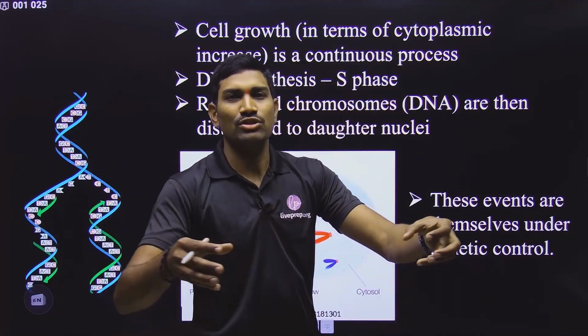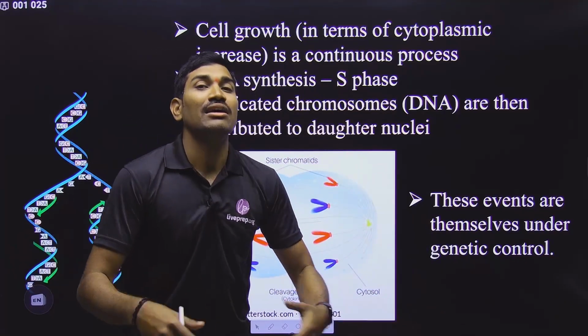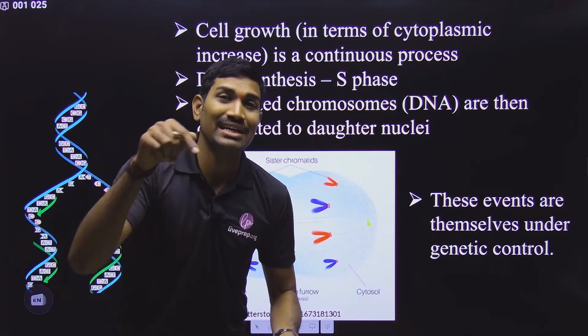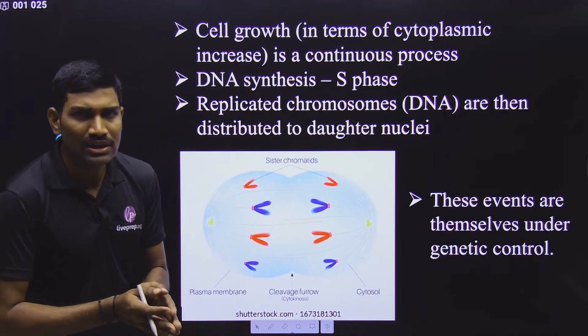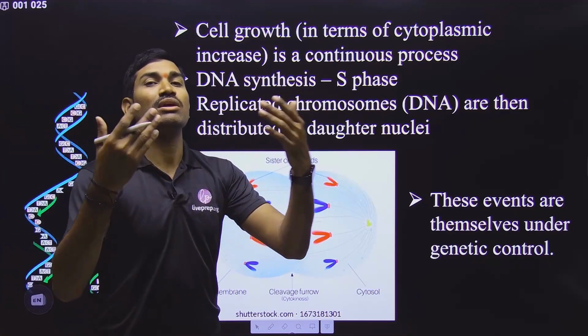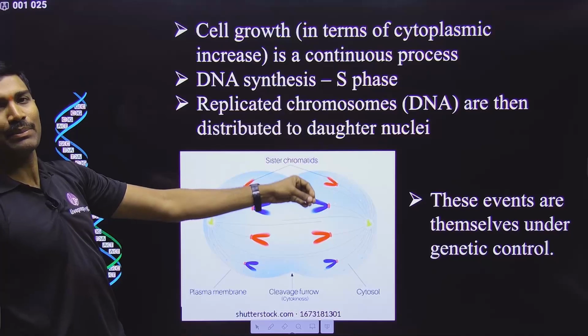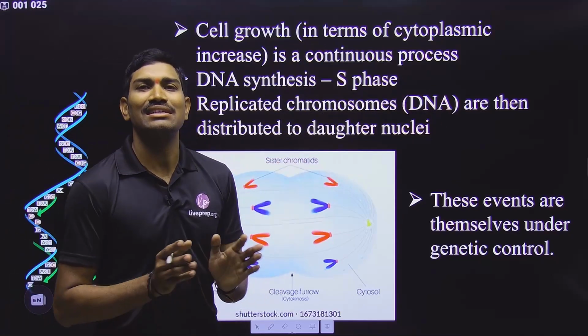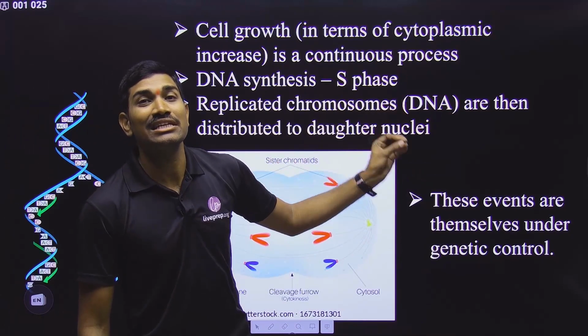So in the telophase, this DNA is distributed into 2 daughter nuclei. The daughter nuclear term we are using in the telophase. Yes or no? After that cytokinesis will occur, so that the DNA replicated in the S phase will be distributed into daughter cells after cytokinesis. Yes or no? This is what is finally happening in the case of cell cycle and cell division. And all these events are under genetic control.